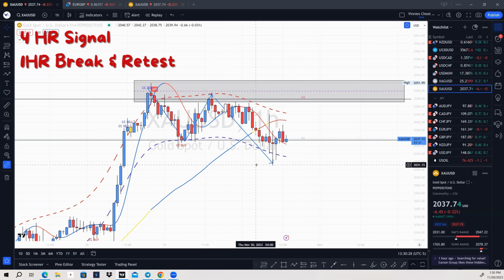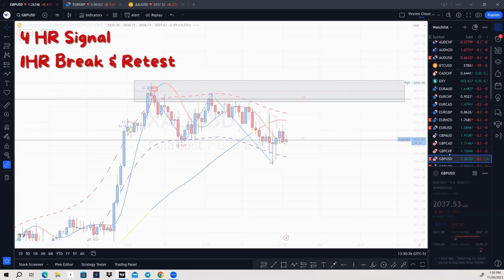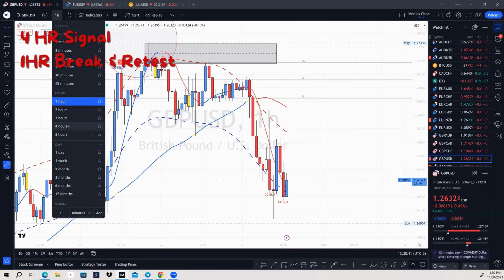Let's take a look at another example. This happens all the time. Let's take a look at GU. This is the trade I put inside the Telegram group. Let's go to, again, the 4-hour signal.